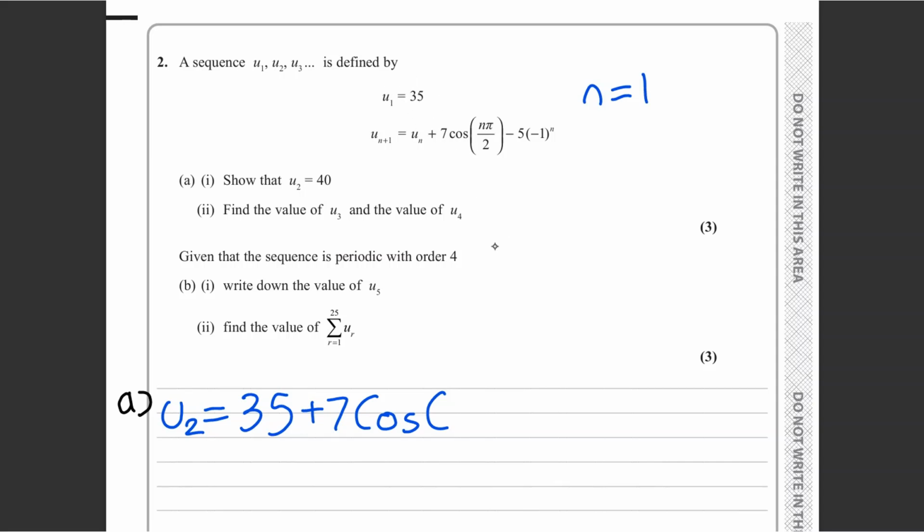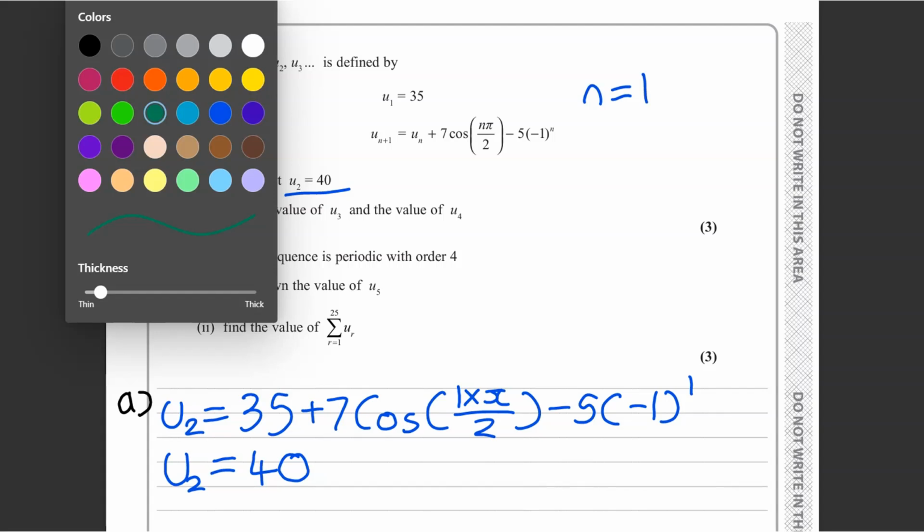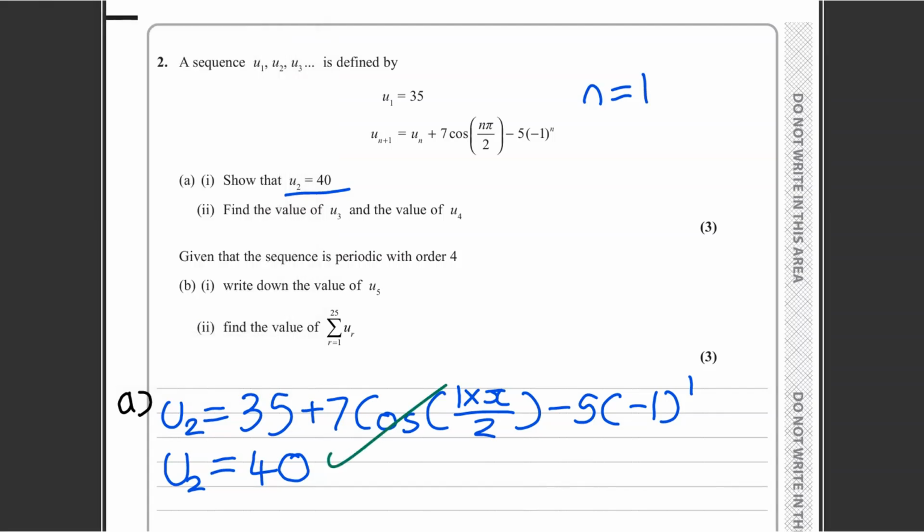So therefore n is equal to 1, so this is going to be 1, which is n, multiplied by pi over 2, and then minus 5, and then minus 1 to the power of 1, like this here. So therefore u2, if you put this into your calculator, is equal to 40, which is what's required. So this gives you 1 mark.